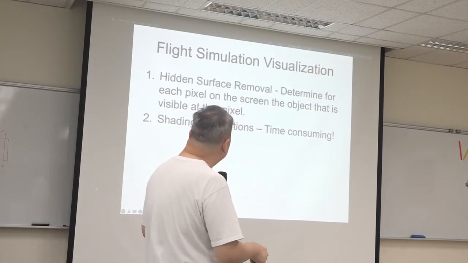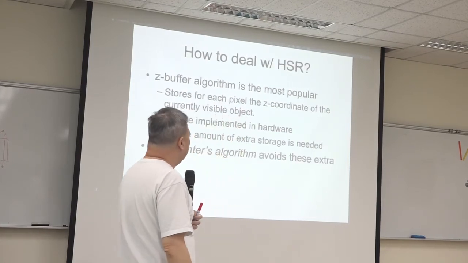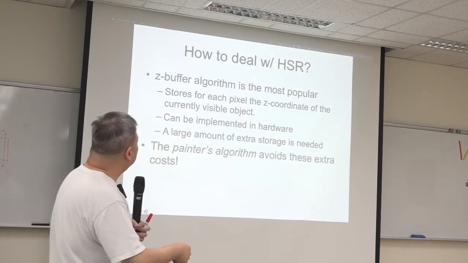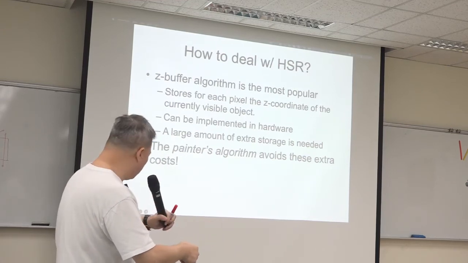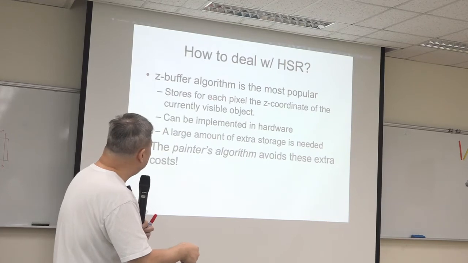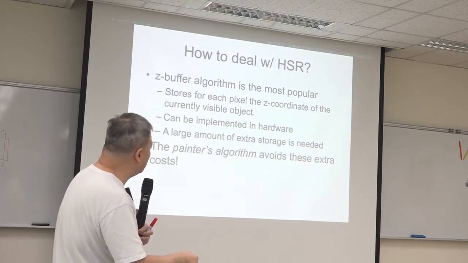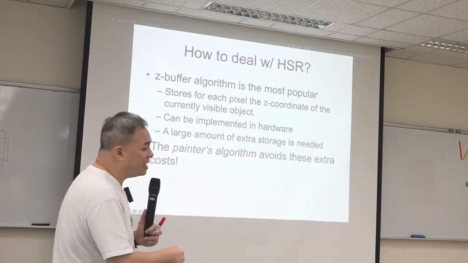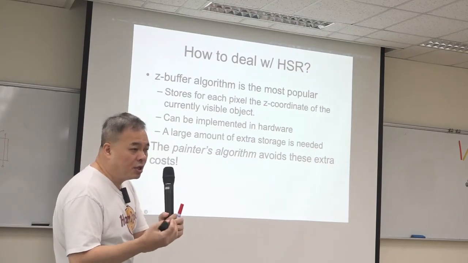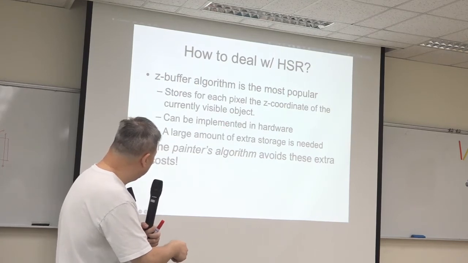It takes a lot of time. And in the traditional algorithm, we use what we call the Z buffer algorithm. The Z buffer stores the Z coordinate for each pixel, so it treats it as three-dimensional. You use the Z coordinate of the current visible object.